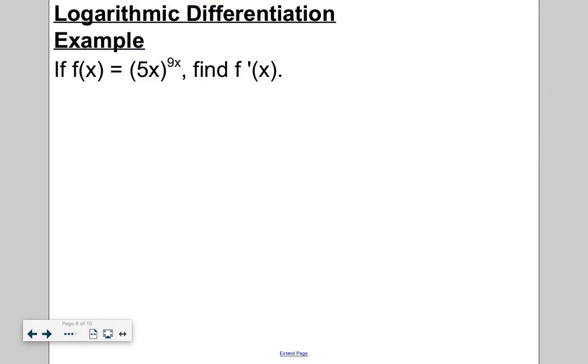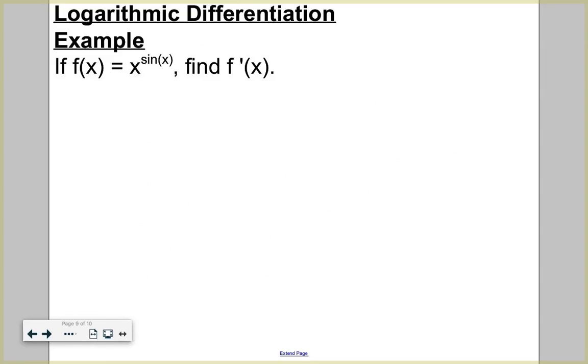So now let's just get a little bit more challenging here. What if we have a trig function in the exponent? We still would use logarithmic differentiation because we still have a variable in the base and a variable inside the exponent. Same thing happens. Natural log of both sides, and we're done.